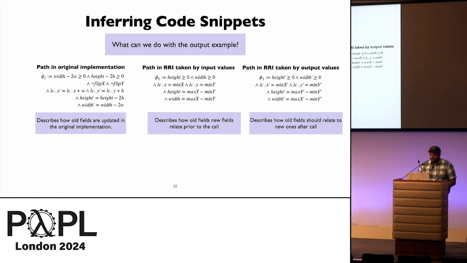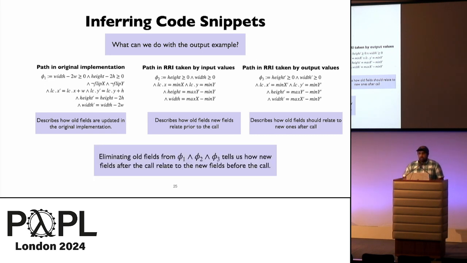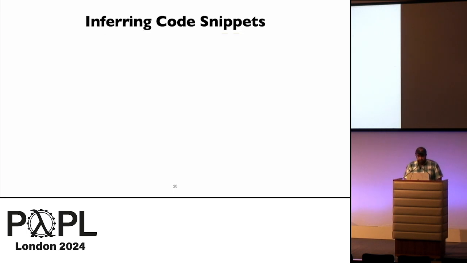And finally, the following path describes how the old fields should relate to the new ones after the call. Now, given these three formulas, we can eliminate essentially the old fields, and we get a formula that tells us how the new fields after the call relate to the new fields before the call. So it sort of tells us how to update the new fields.